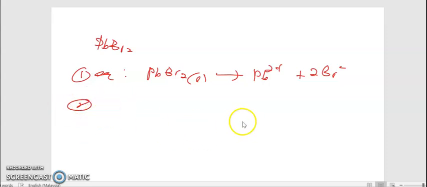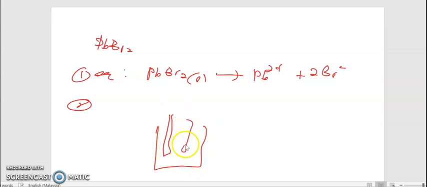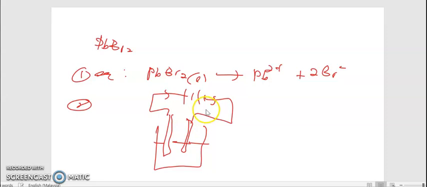Okay, second is the cell. Okay, just roughly draw it. So this is negative, this is positive, and label this is PbBr2 liquid. Okay, there you go for the diagram.